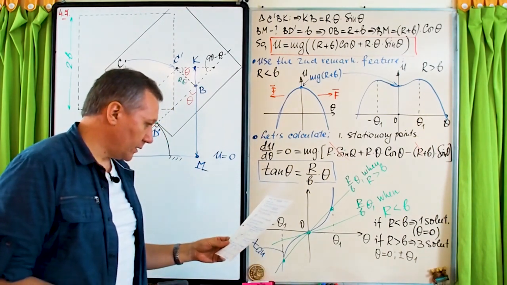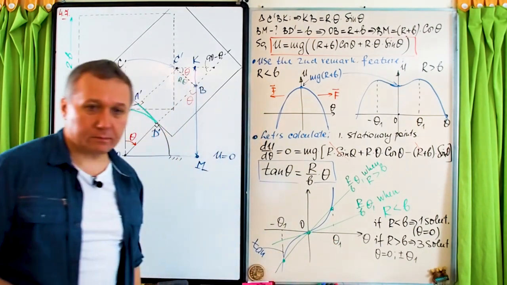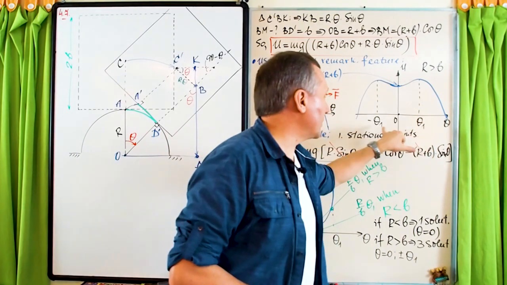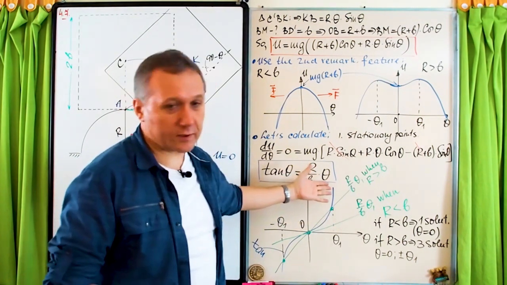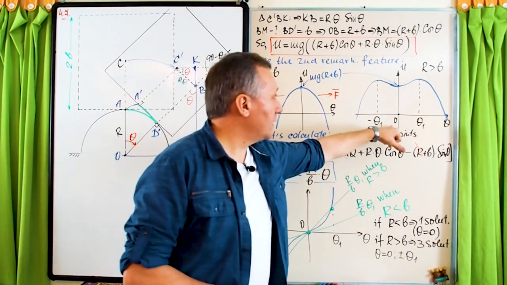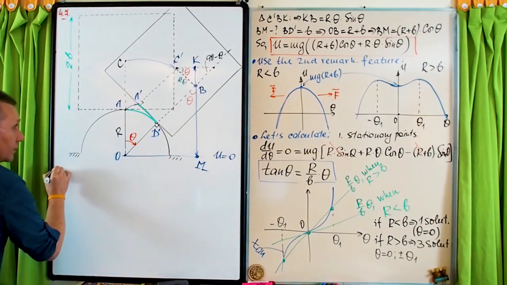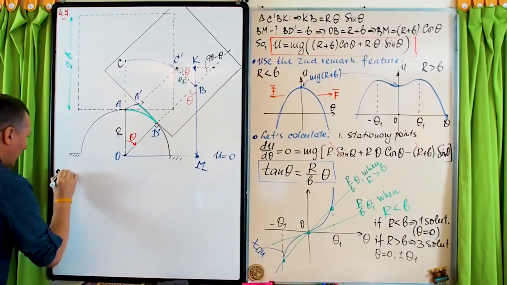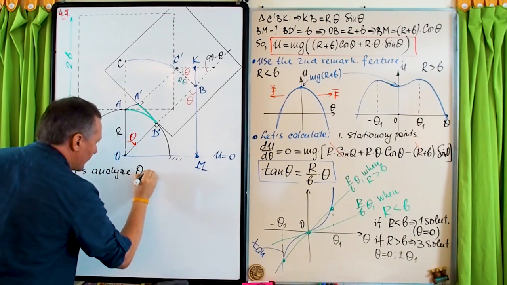So now, let me check if I mentioned everything. Yep. Okay, so we showed that we're getting all the stationary points. And again, theta one and minus theta one we cannot analyze because we don't know the values exactly. Of course, you need to solve this equation somehow, probably numerically. But that's not our goal. We want to analyze this point zero. I will put here a new bullet. Okay, let me use black. So let's analyze theta equals zero for stability.